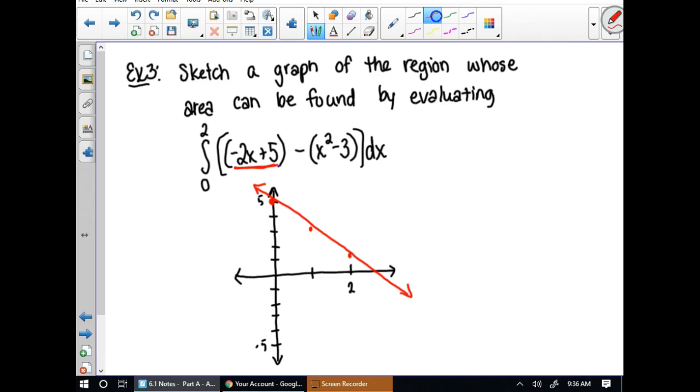And then you've got x squared minus 3. So that is a quadratic that has a y-intercept at negative 3. And so this point would be up 1 over 1, and then up 4 over 2. They're going to cross right there. Like this. And then your limits are from x equals 0 to x equals 2. So even if they didn't cross perfectly right there, we would stop at 2. So our region would be this region here.